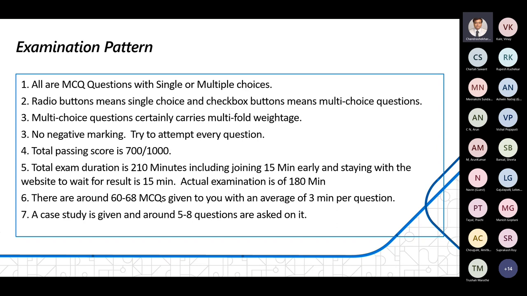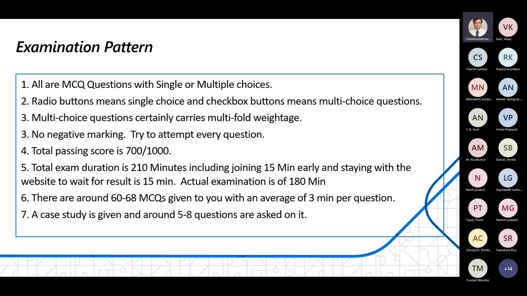When there are radio buttons in front of the answers, it is a single choice question. And if it is a checkbox, it is a multi-choice question. Also, whenever you read the description of the question, it is clearly mentioned whether the question is single choice or multi-choice. It is a bit obvious that multi-choice questions carry higher weightage.